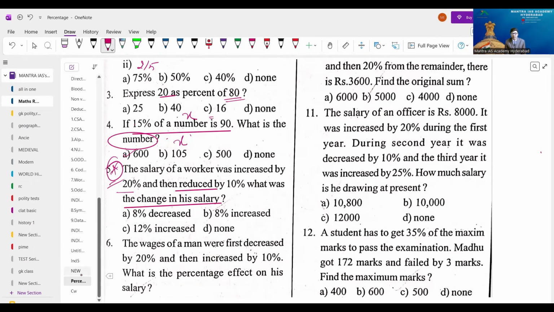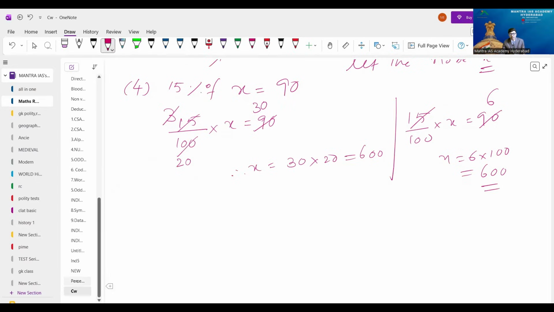So the salary of a worker was increased by 20%. Imagine that something was there in the beginning, now it has become plus 20%. And immediately after increasing, again they decreased by 10%. On the whole, what's the change in the salary? That's the question. So I'll tell in a general way, and at the same time the shortcut also.